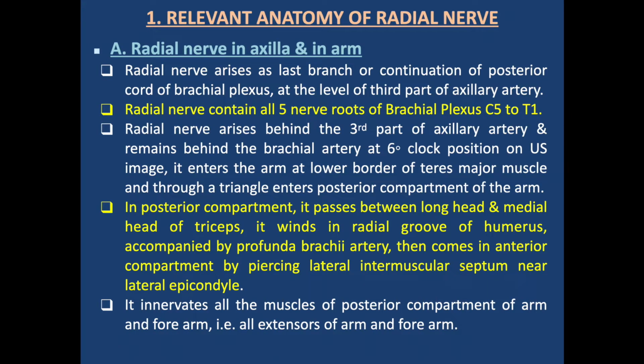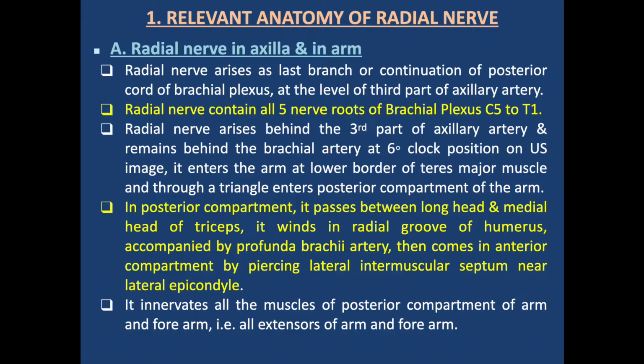Relevant anatomy. In relevant anatomy, we will discuss radial nerve in the axilla and in the arm, radial nerve in the forearm and radial nerve in the hand. In the axilla and arm, radial nerve arises as the last branch of the brachial plexus posterior cord, or we can say it is a continuation of the posterior cord of brachial plexus. This nerve arises at the level of the third part of the axillary artery, behind the third part of the axillary artery. Radial nerve contains all 5 nerve roots of brachial plexus, which are C5, 6, 7, 8 and T1.